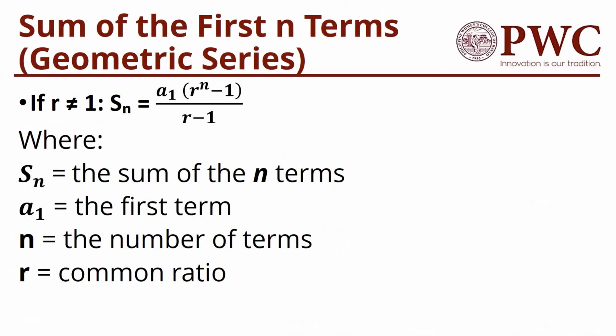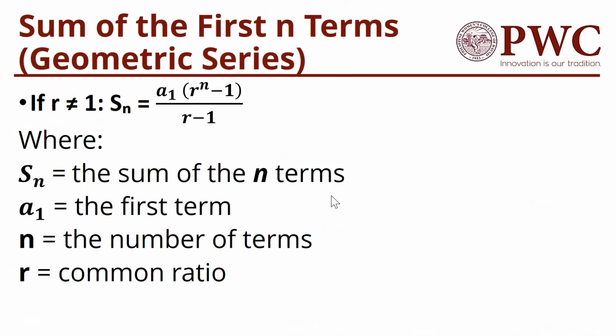What if the sequence is indeterminate? So there's no need for you to solve. So you have to observe first and check first the series if it's geometric, arithmetic, or indeterminate or cannot be solved. Now, S sub n in the formula is the sum of the n terms. A sub 1 is the first term, n is the number of terms, and r is the common ratio.